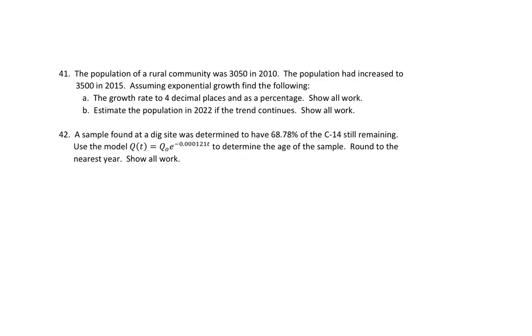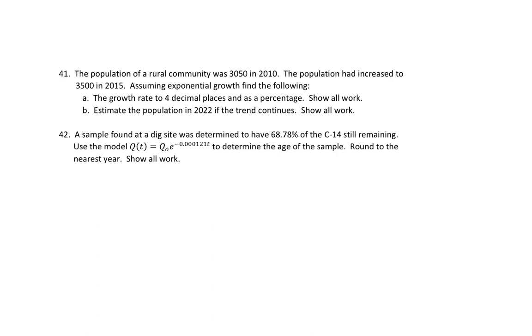Perfect. All right, so for number 41, it says the population of a rural community was 3,050 in 2010, and then the population increased to 3,500 in 2015. Assuming exponential growth, for part A, we have to find the growth rate to 4 decimals and as a percentage.